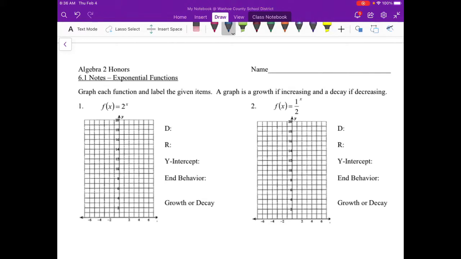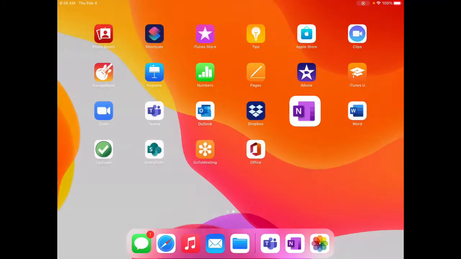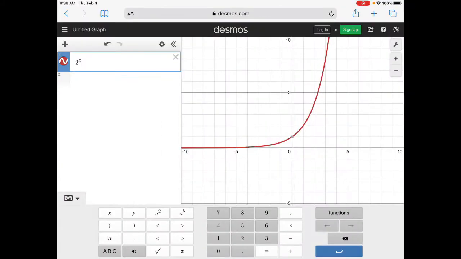In these notes, we're going to explore exponential functions. First, these two problems that we're going to do, we're going to use our graphing calculator. So I'm going to show you what this graph looks like on Desmos. I'm going to type this function in. You can do this to your graphing calculator or using Desmos.com.